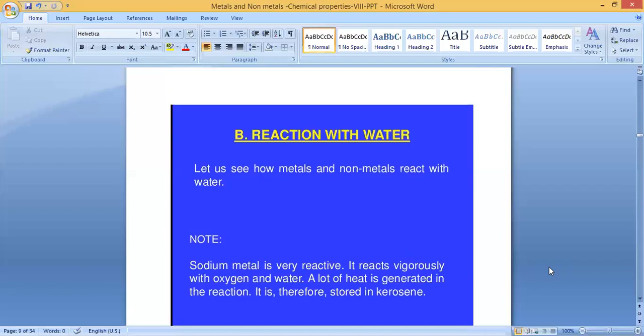So why is it stored in kerosene? Because sodium is a very reactive metal. If it reacts with oxygen, the reaction will take place vigorously and very fast. Same with water, a vigorous, very fast reaction will take place. To avoid that, we store it in kerosene. It should not come in contact with oxygen or water, and that is the reason we are storing it in kerosene.